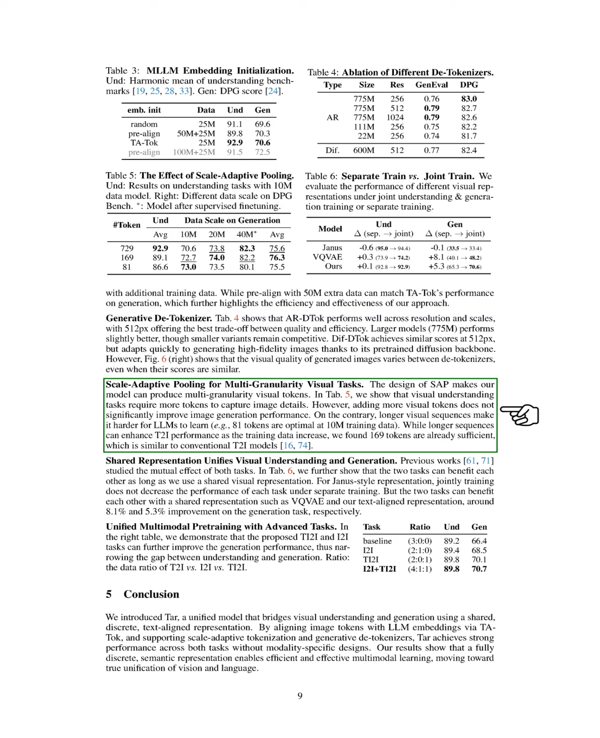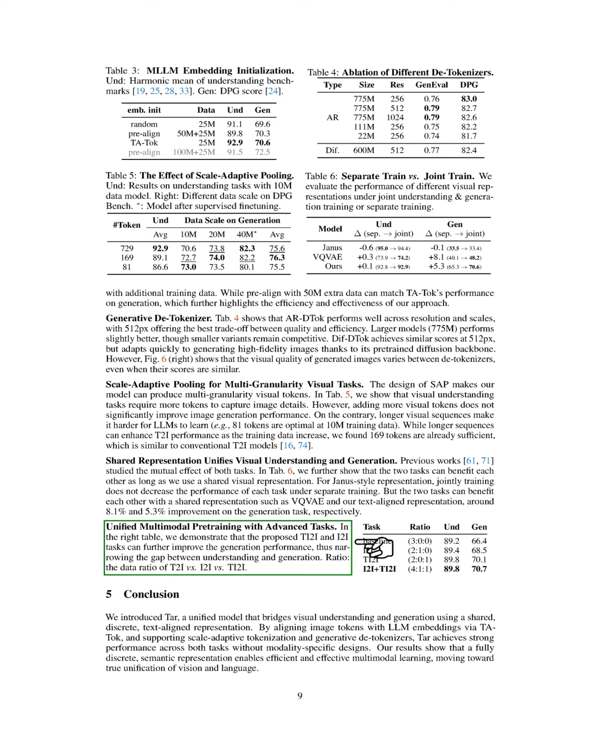Our scale adaptive pooling design allows for the production of multi-granularity visual tokens. We find that visual understanding tasks require more tokens to capture details, but adding more tokens does not significantly enhance image generation performance. Finally, we demonstrate that using a shared visual representation can benefit both visual understanding and generation tasks. Our results show that joint training with a shared representation leads to improvements in generation performance, highlighting the mutual benefits of these tasks.